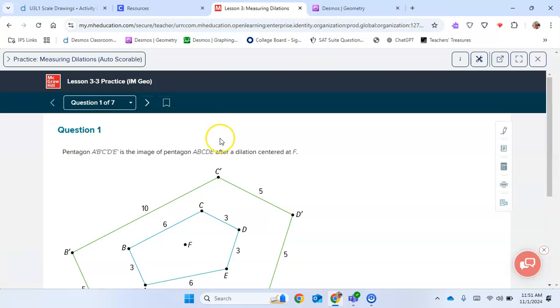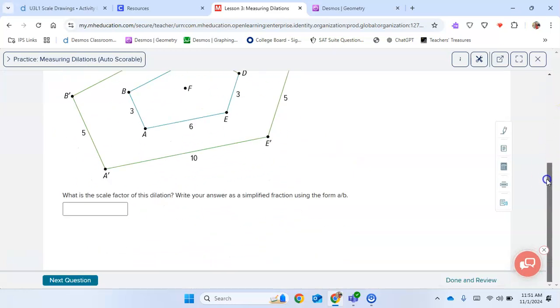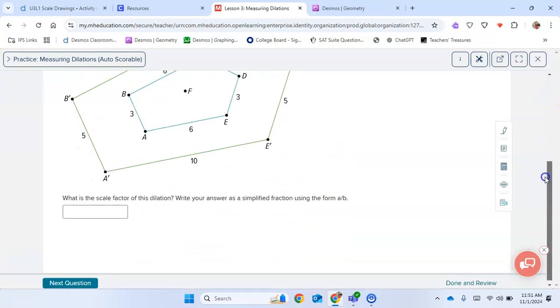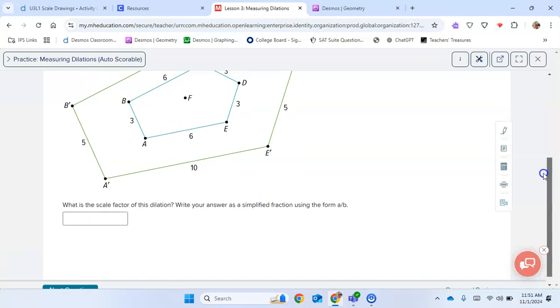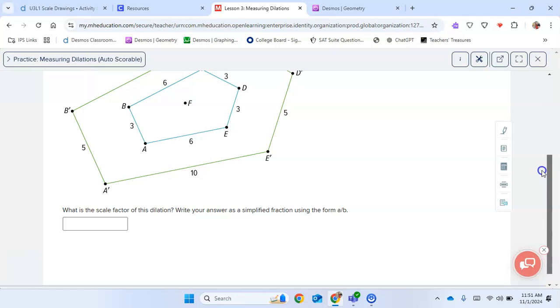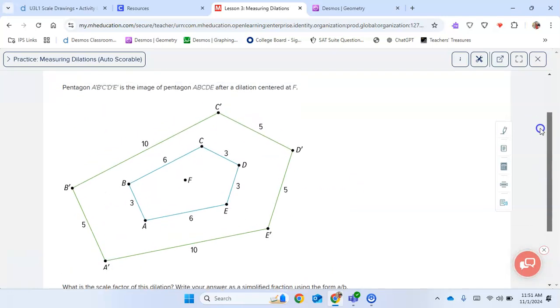Question 1. Pentagon A prime, B prime, C prime, D prime, E prime is the image of pentagon ABCDE after a dilation centered at F. What is the scale factor of this dilation? Write your answer as a simplified fraction using the form A over B. Alright, so you can see the green one's bigger, so we know the scale factor is bigger than 1.